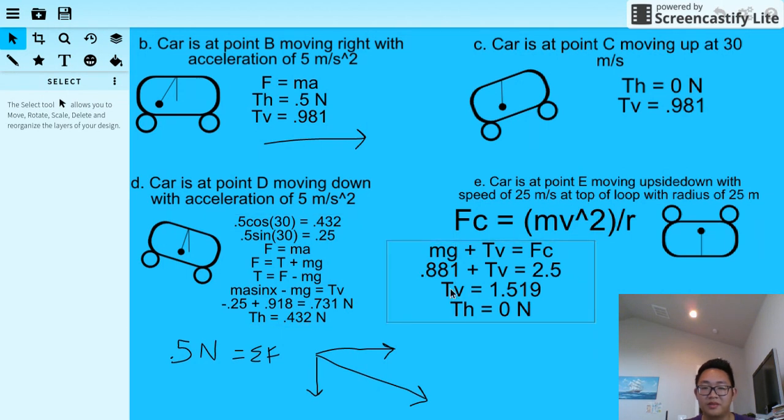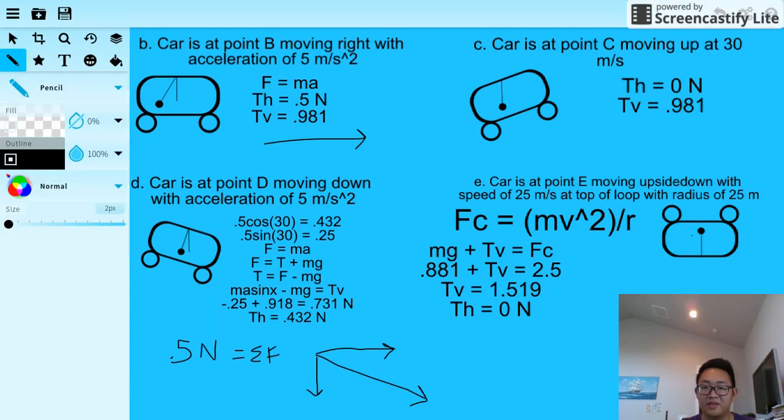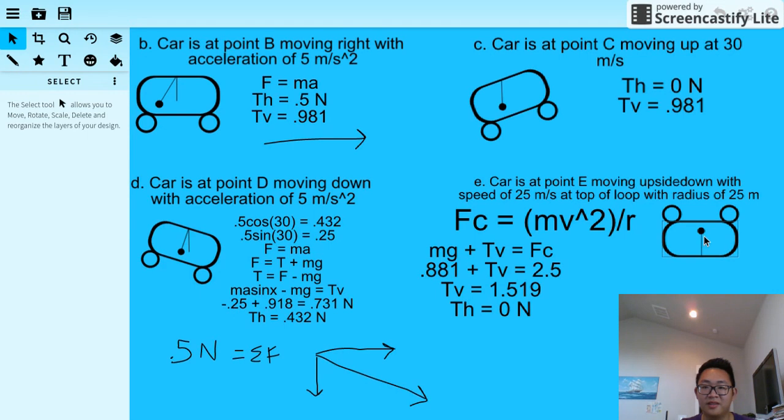And that's basically just the difference between the weight acting down and the overall centripetal force acting down. For tension horizontal, it is 0, since the cart is actually not accelerating at this point in the horizontal direction. So the ball is just going to be straight up and down, just like it would be, but upside down. And that's it.